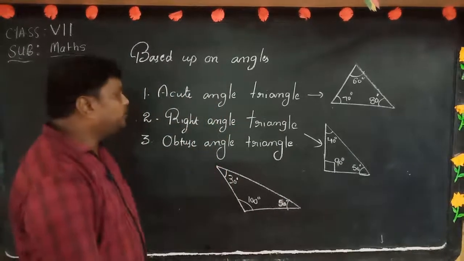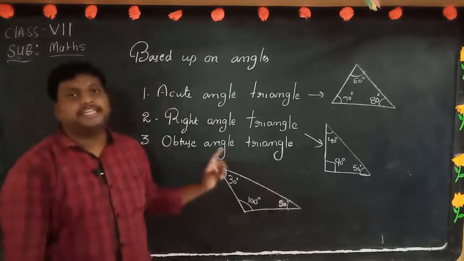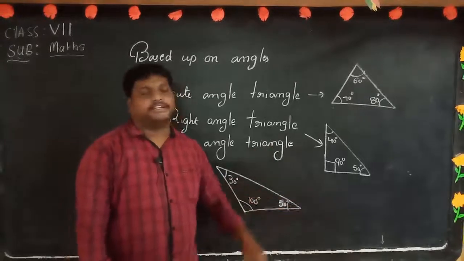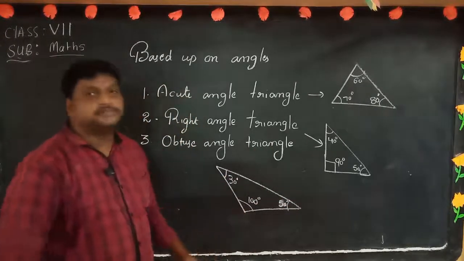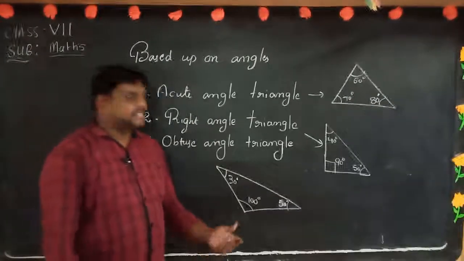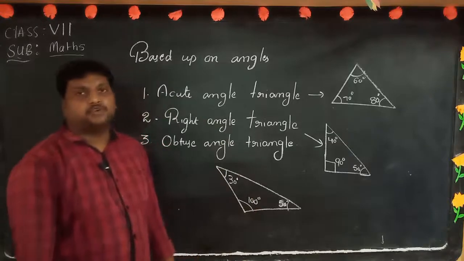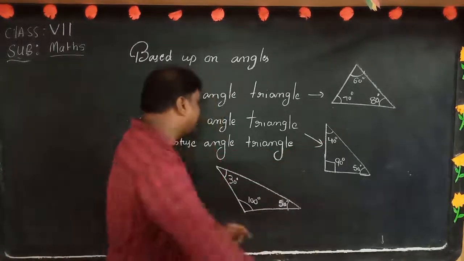Actually, according to the angle sum property, the sum of the 3 angles should compulsorily be 180 degrees. That's why in an obtuse angle triangle, where one of the angles is more than 90 degrees, the remaining angles will compulsorily be acute angles only. Otherwise it is not possible.